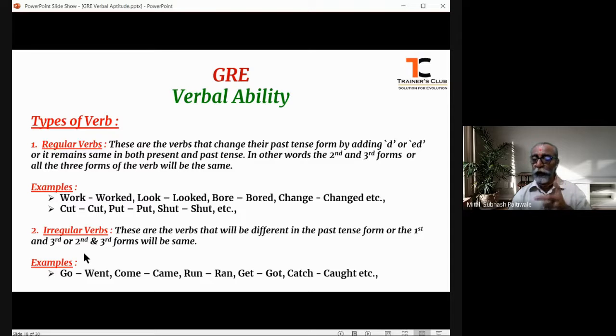For regular verbs, V2 and V3 will always be the same. Whereas when it comes to irregular verbs, either V1 and V3 will be the same, or at times V2 and V3 will be the same, but at times all three will be different. Say for example, go becomes went. The word itself is changed. The word come, pronunciation changes to came. Run becomes ran. Get becomes got. Catch becomes caught, etc. Right?